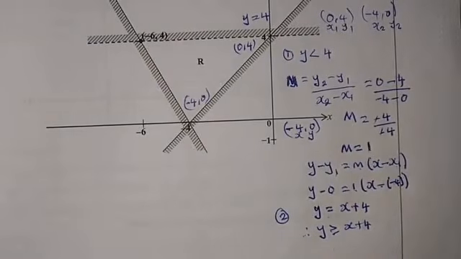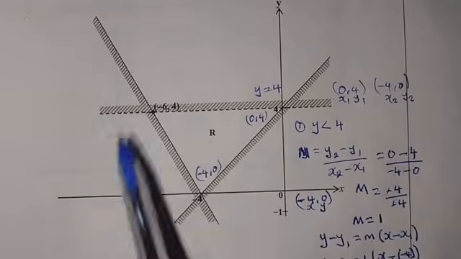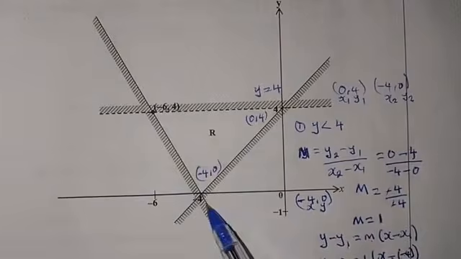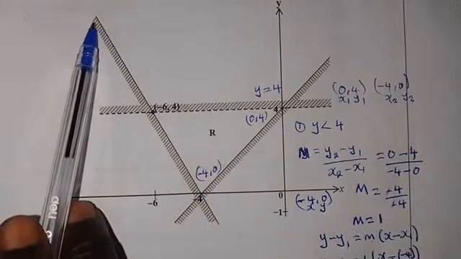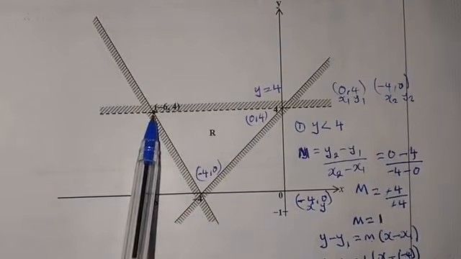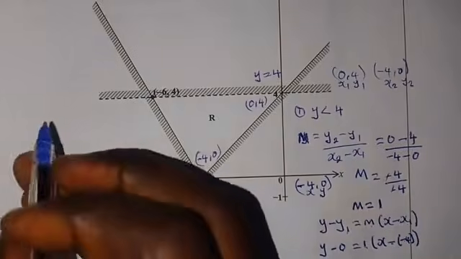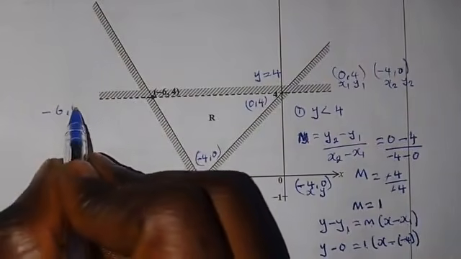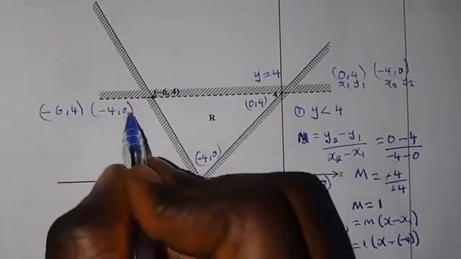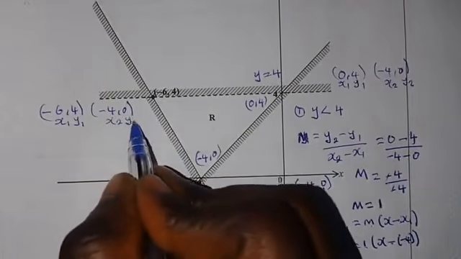Okay, so we are just remaining with the last inequality, for this line here. Whatever we have done here is the same, because we need to find the gradient of this straight line using the coordinates. They have given this coordinate, negative 6, 4. So we take note of negative 6, 4. Then we also have negative 4, 0. We name them x1, y1, x2, y2.